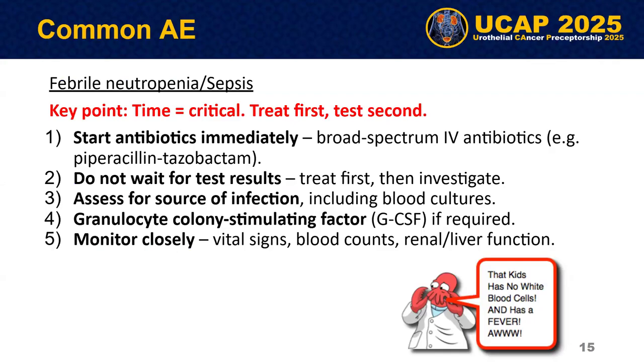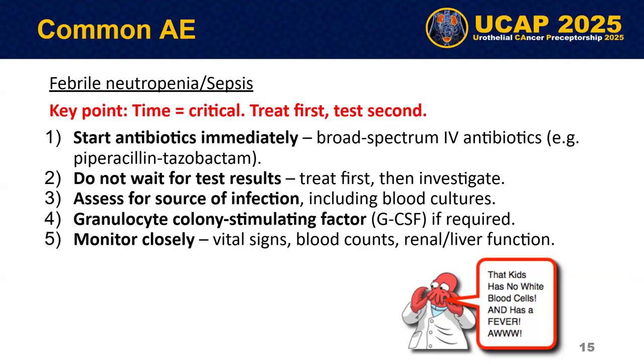Next, one very important adverse event is febrile neutropenia and sepsis. In febrile neutropenia and sepsis, the key point is that time is of the essence and is the most critical. We treat first and test second. So the most appropriate step is to start antibiotics immediately, preferably broad-spectrum antibiotics such as piperacillin-tazobactam. We do not wait for test results before treating. We treat first, then we investigate.